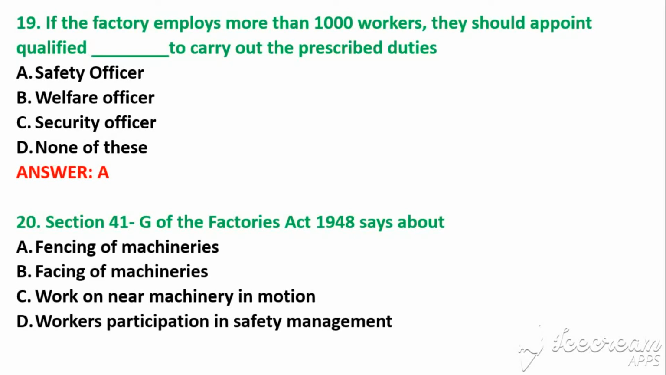Then the last question, Section 41G of the Factories Act 1948 says what? Fencing of machineries, phasing of machineries, work on or near machinery in motion, workers' participation in safety management. Yes, workers' participation in safety management is the right answer. Section 41G of the Factories Act 1948 deals with workers' participation in safety management.